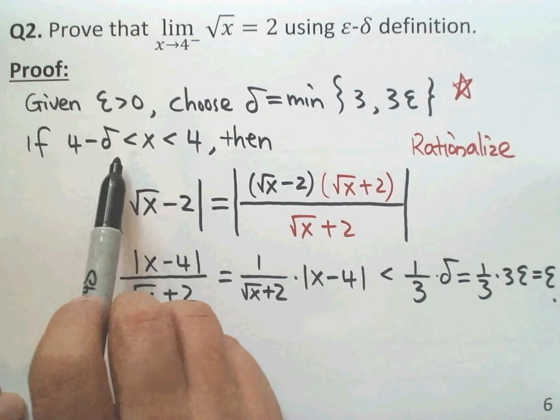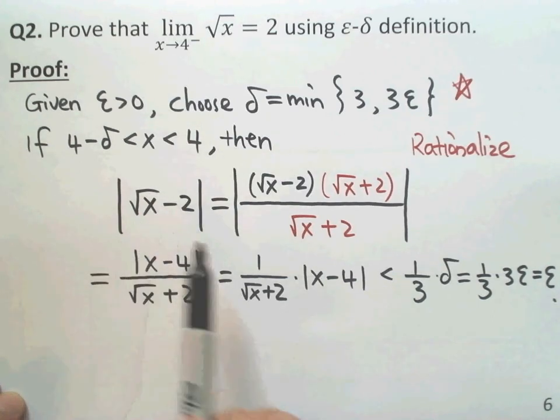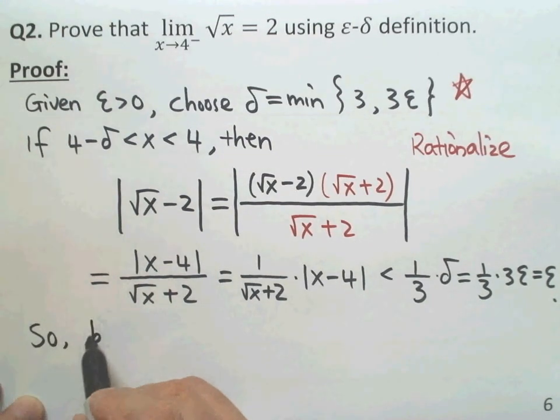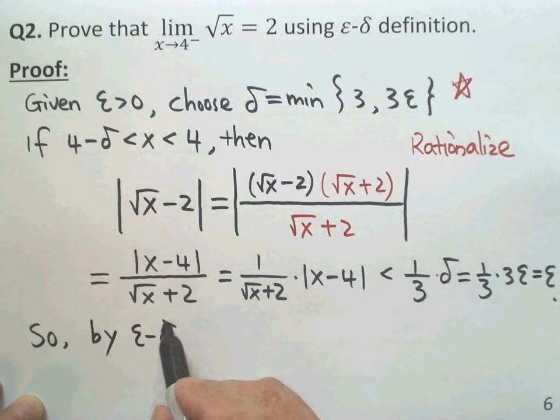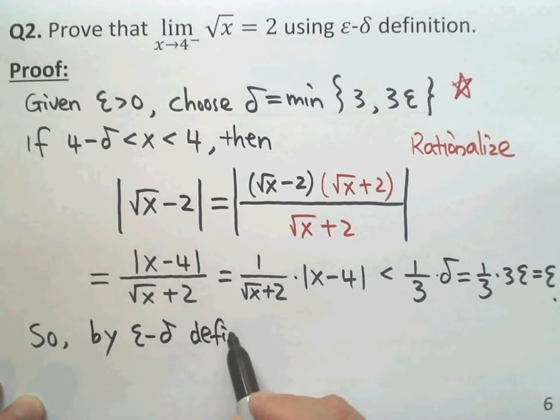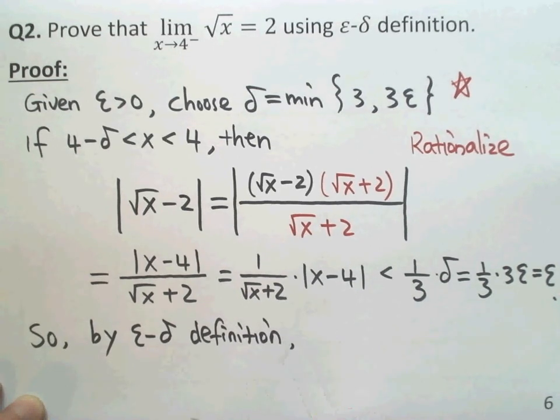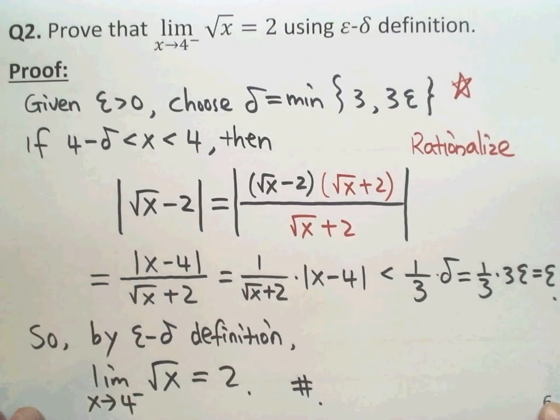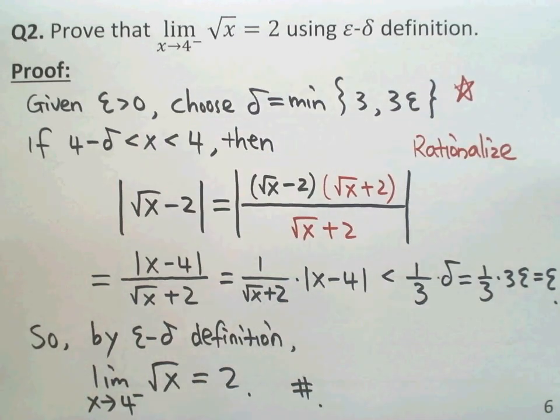Okay, it's good. So we finally find it: if x is in the delta neighborhood of 4 on the left side, the value of the function goes to the epsilon neighborhood of 2. That's the epsilon-delta language, right? Good. So we make a conclusion by the epsilon-delta definition, and we have the left-handed limit: when x approaches 4 from the left side, square root of x equals 2. Okay, that's the proof. That's all. Thank you.